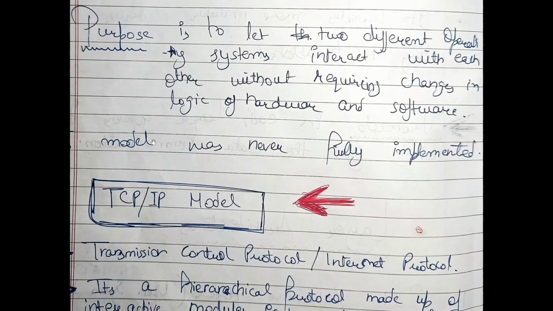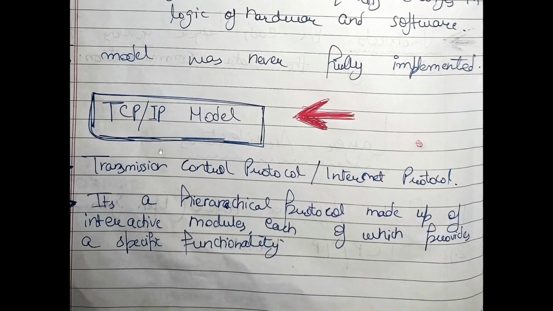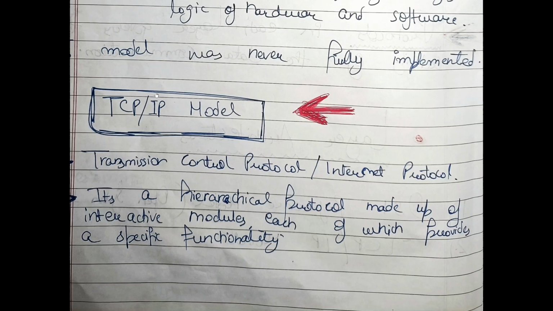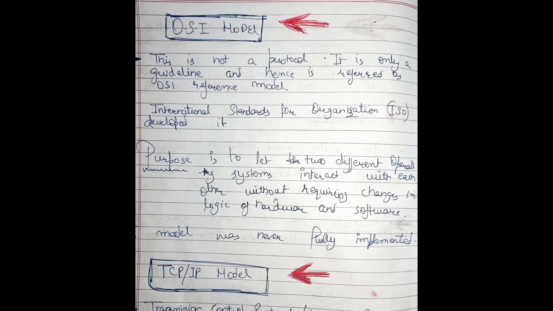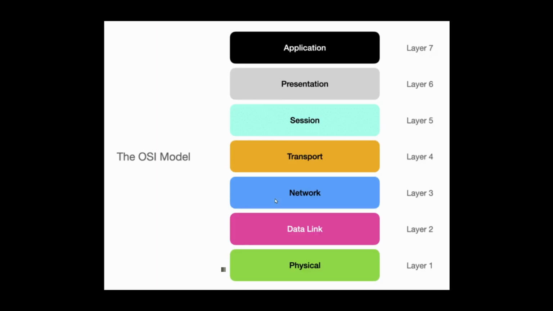Now this model was never fully implemented. What was actually implemented is the Transmission Control Protocol, Internet Protocol. This is what the internet actually uses. It is a hierarchical protocol made up of interactive modules, each of which provides a specific functionality. We are going to talk about this elaborately in the next session. So let's just jump to what the OSI model layers are.